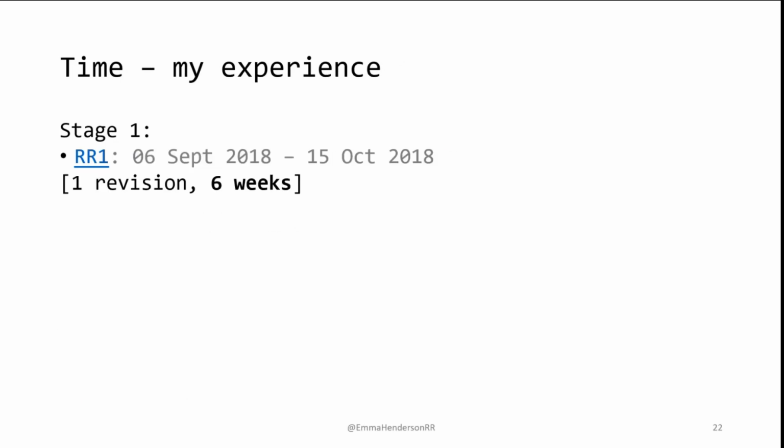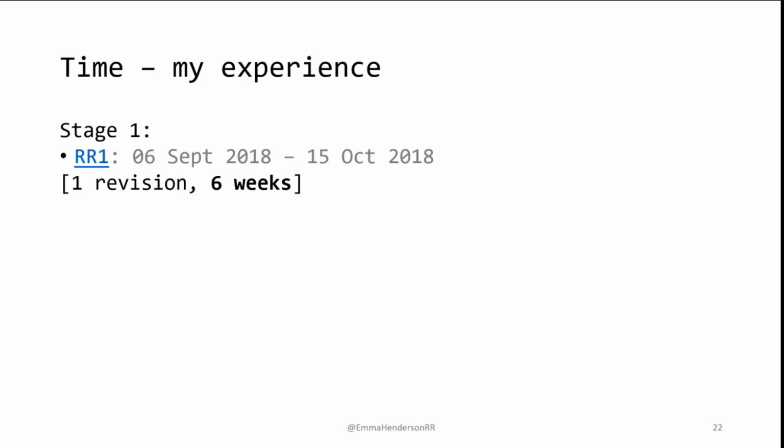Then I just wanted to touch on time, because this is a criticism of registered reports. Because peer review happens before you've run the study and you need to get in principle acceptance, you can't run your study until you have in principle acceptance. So that means that time is kind of critical, if you're waiting for that in principle acceptance before you can get going.